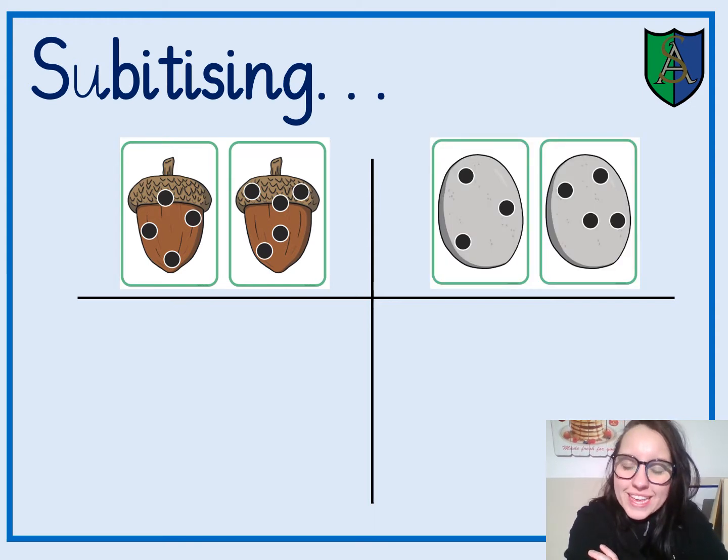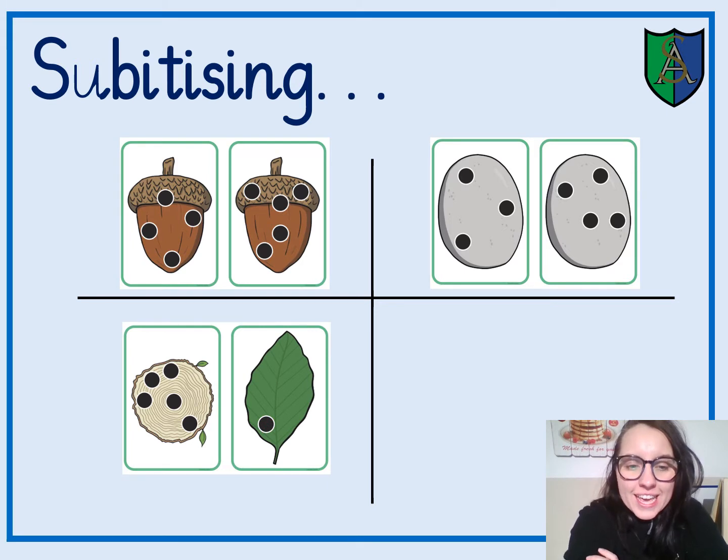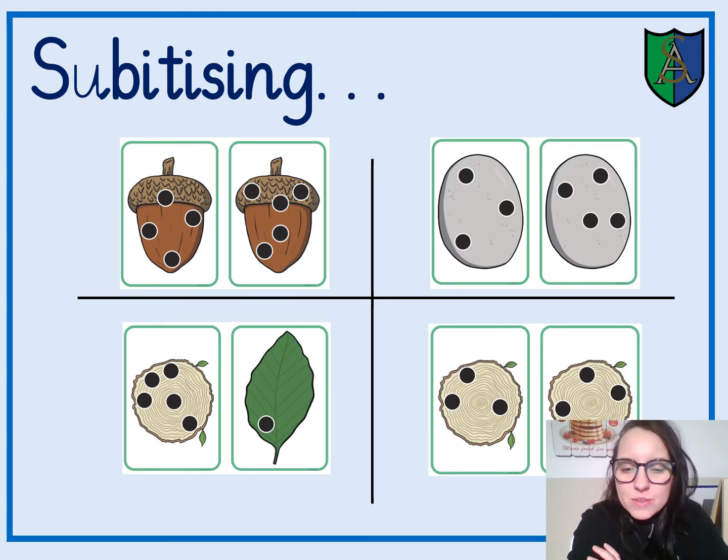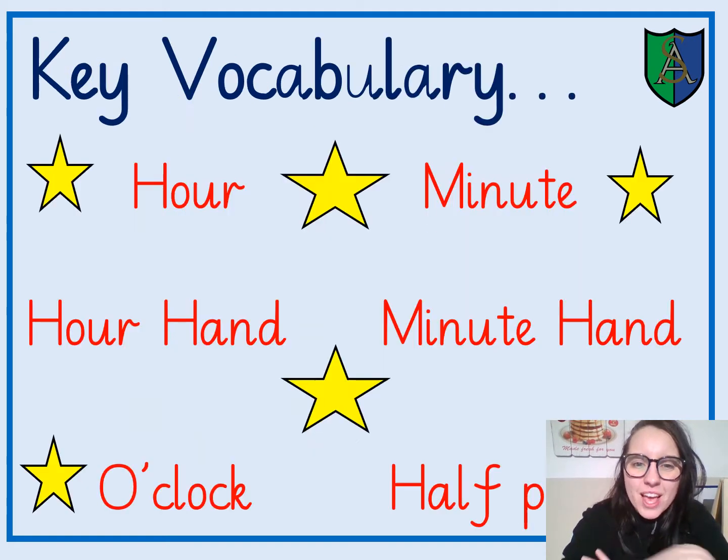In the next one, we can see a 3 and a 4. And obviously 3 add 4 is equal to 7. Well done if you spotted that there were 7. Here on our log, we've got a 3 and a 2, which is equal to 5 again. Add one more on the leaf, which is 6. And finally, our last one, we've got a 3 and a 4 again, and we know that that is equal to 7. Well done if you managed to get some or all of those correct, and well done for practicing your subitizing today.